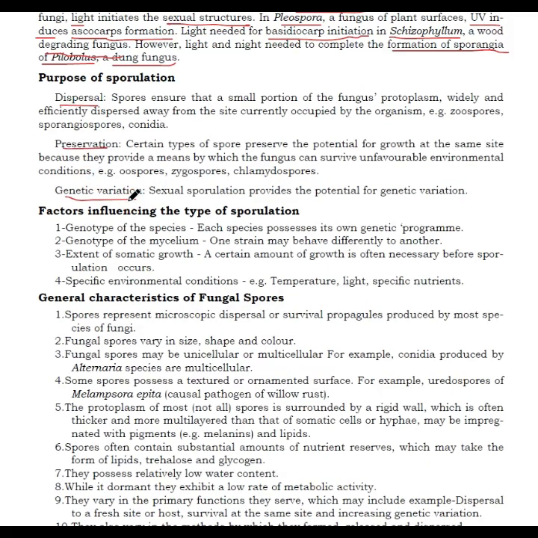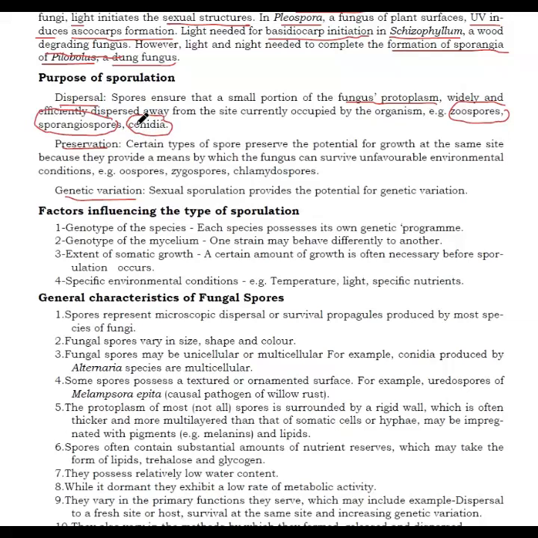These spores which are formed are actually a portion of the fungus protoplasm, which is dispersed away from the site where the organism is currently located. And dispersal spores are what? Zoospores, sporangiospores, and conidia.